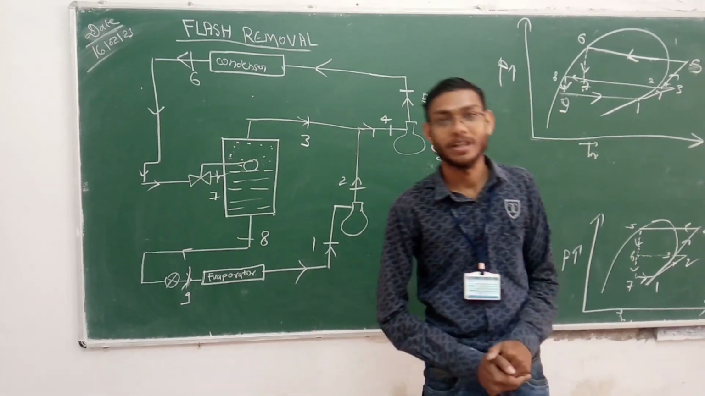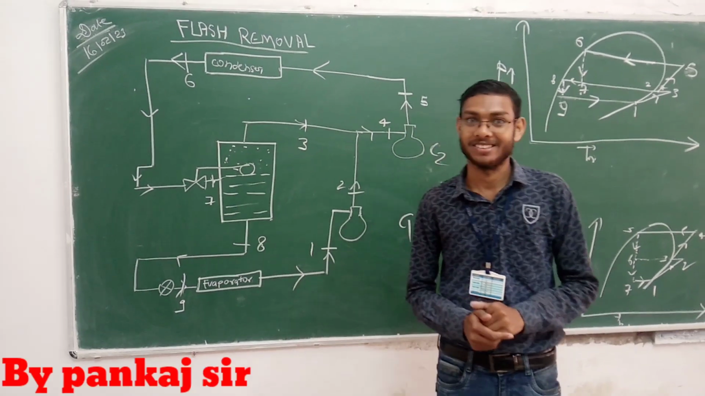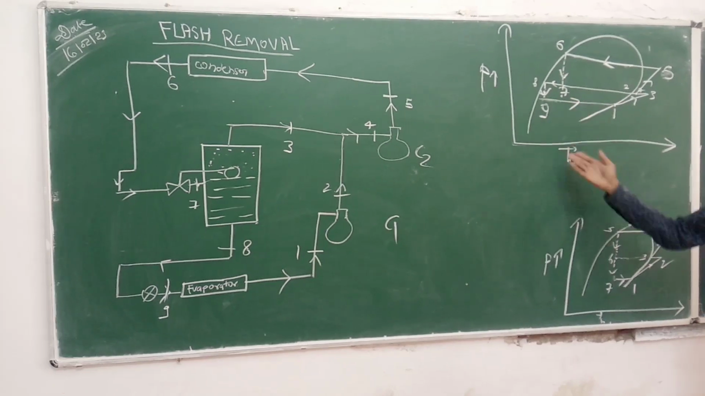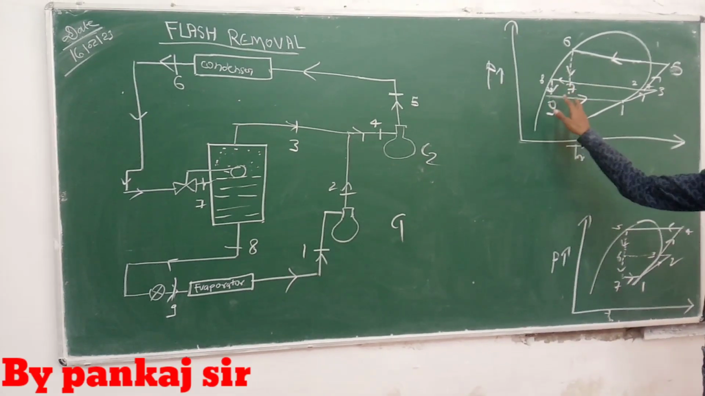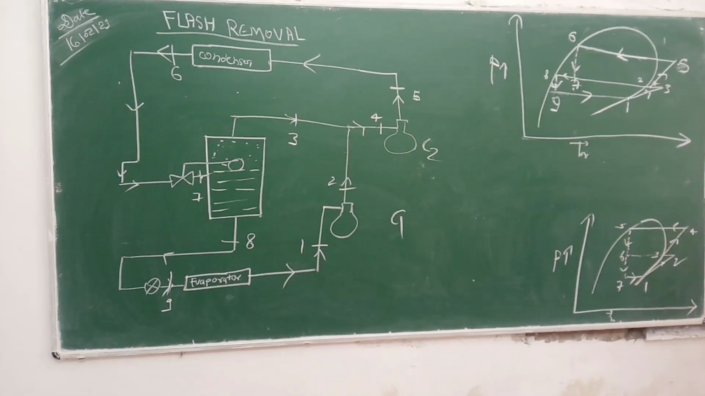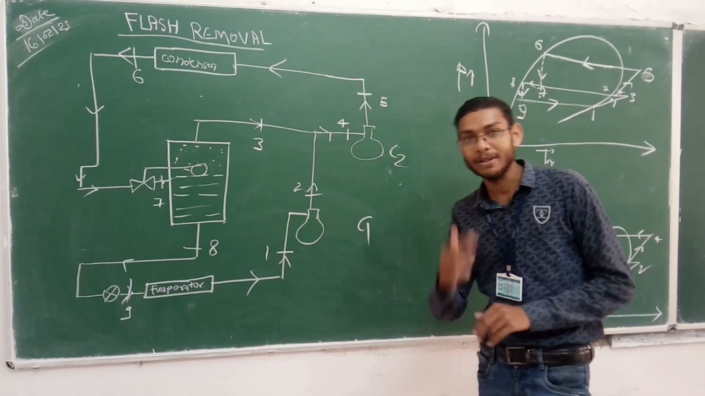Then दोस्तों, today we will get to know how to remove the flash that is going to be produced extra. As we can see in the previous diagram, this extra flash is going to be of no use if it is going to pass through the evaporator. So how to remove flash? For that we have two processes.